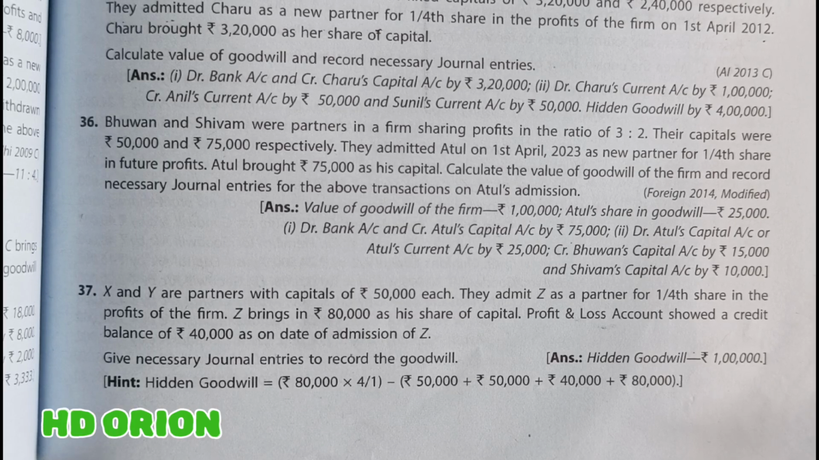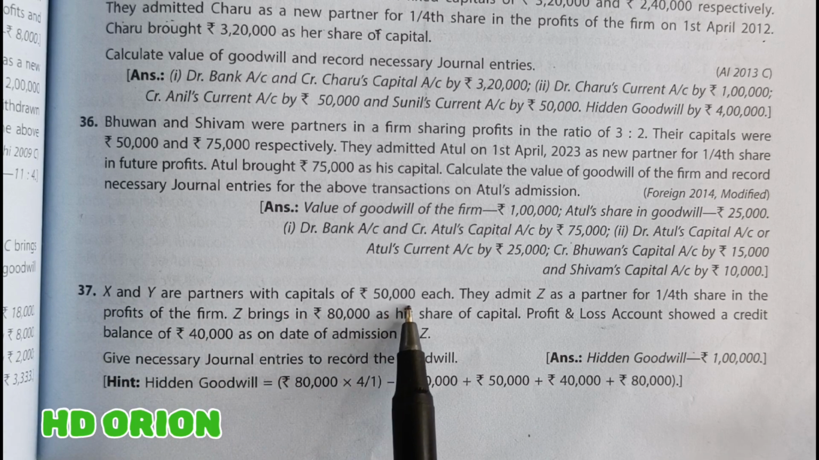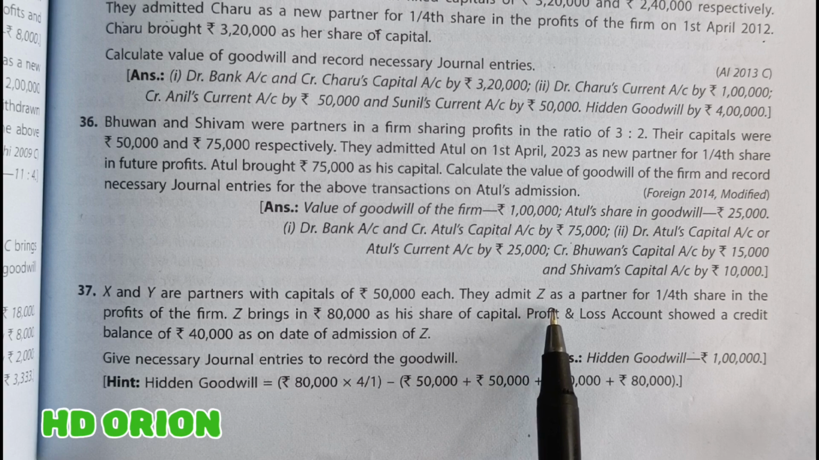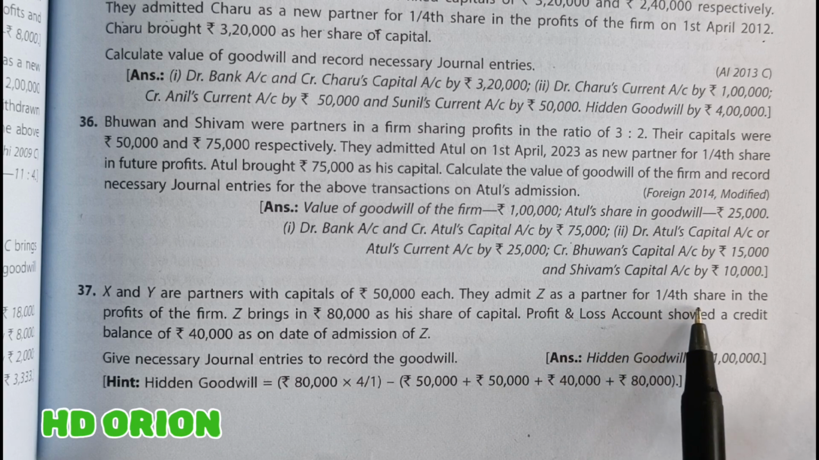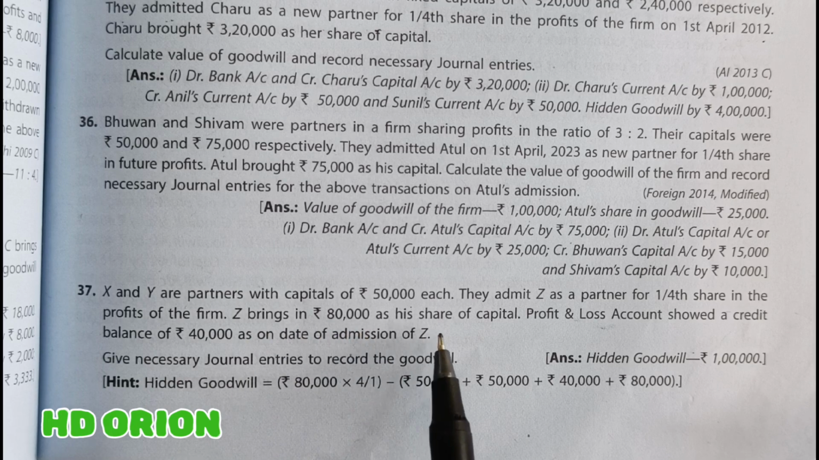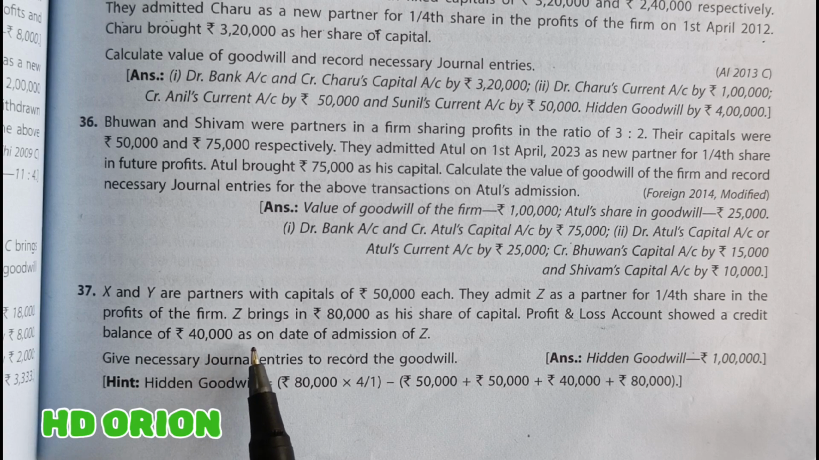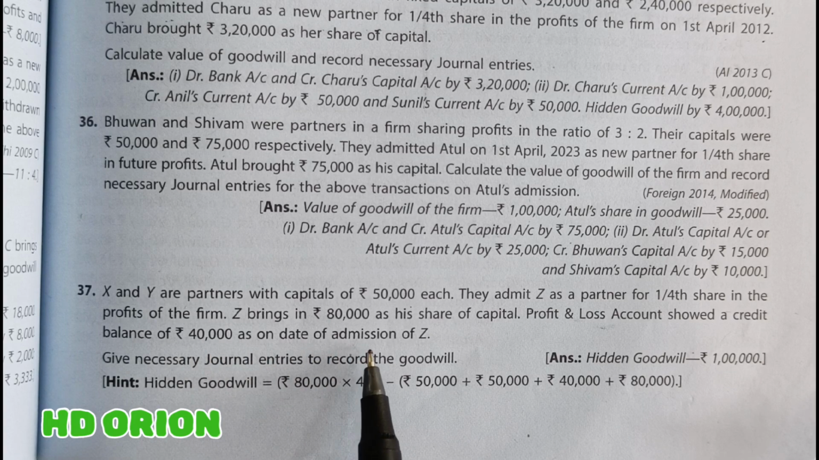Now, let us see question number 37. X and Y are partners with capital of rupees 50,000 each. They admit Z as a new partner for 1/4 share in the profits of the firm. Z brings rupees 80,000 as his share of capital. Profit and loss account showed a credit balance of rupees 40,000 as on date of admission of Z. Give necessary journal entries to record the goodwill.